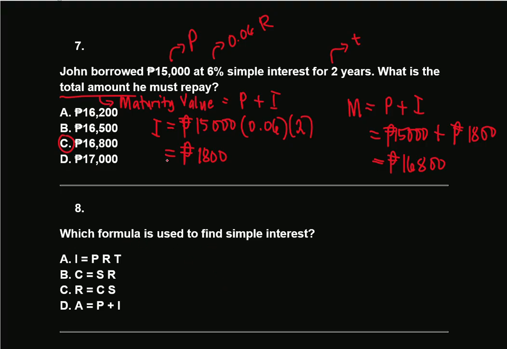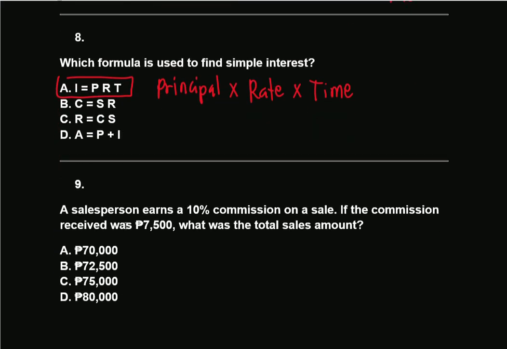Okay, which formula is used to find simple interest? Okay, so again, our simple interest is PRT, that is principal times rate times time.